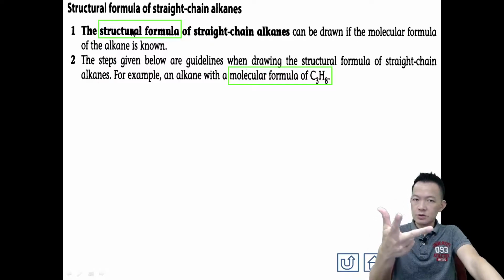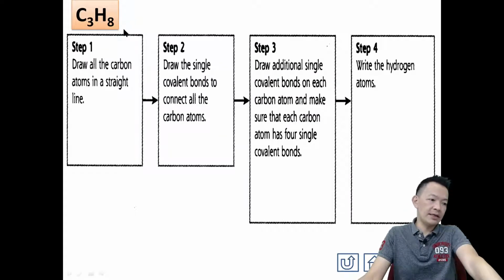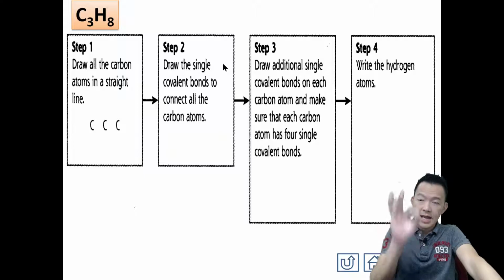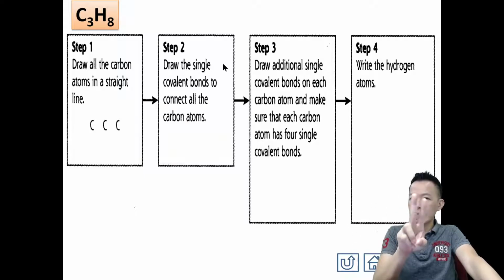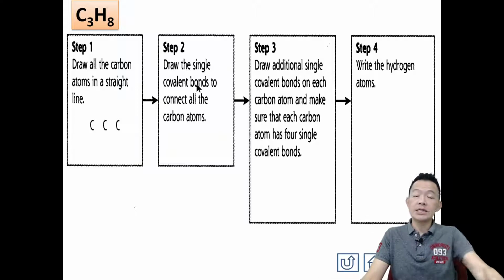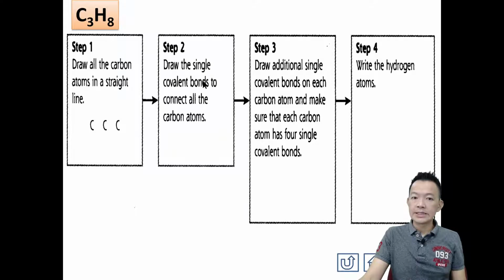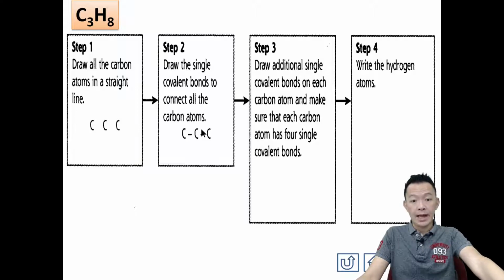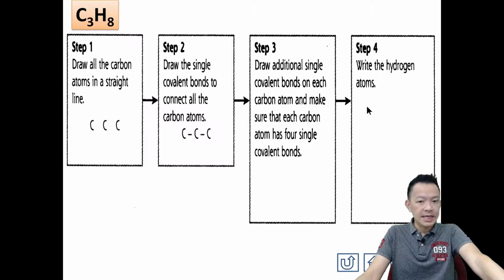You can write the molecular formula and call the name, but how do you draw it? Follow the steps on page 8. Step number 1, draw all the carbon atoms in a straight line. So draw 3 carbon atoms in a straight chain. Do you still remember hydrocarbon? Alkane is a saturated hydrocarbon. So between the carbon atoms they can only have single covalent bonds. Draw single covalent bonds to connect all the carbon atoms. You know why? Because alkane is saturated. If there is a double bond it is unsaturated and no longer called alkane.